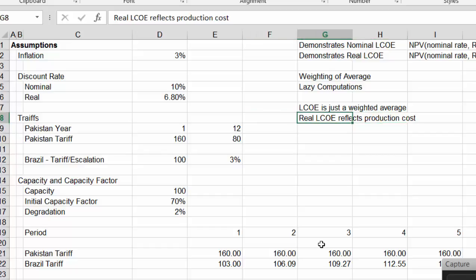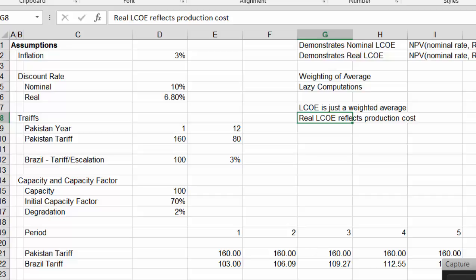So if somebody says the price of electricity is 10 cents today, 10 euro cents, then we would ask, what's the cost of a solar project? And that should be today's cost, which is the real cost, and not the nominal cost.